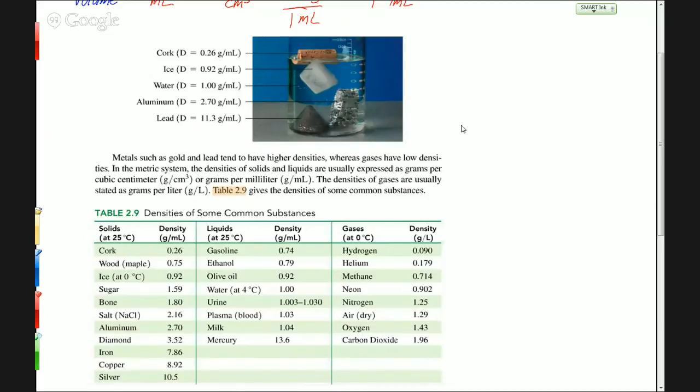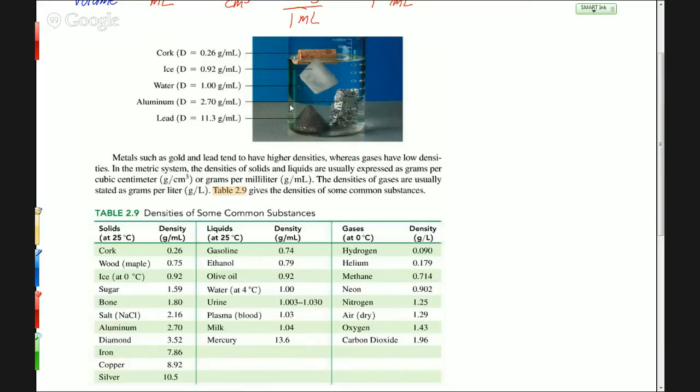Things that are denser than water will sink, right? And things that are less dense than water float, right? Does everybody see that? How the things that are more dense sink and things that are less dense float?